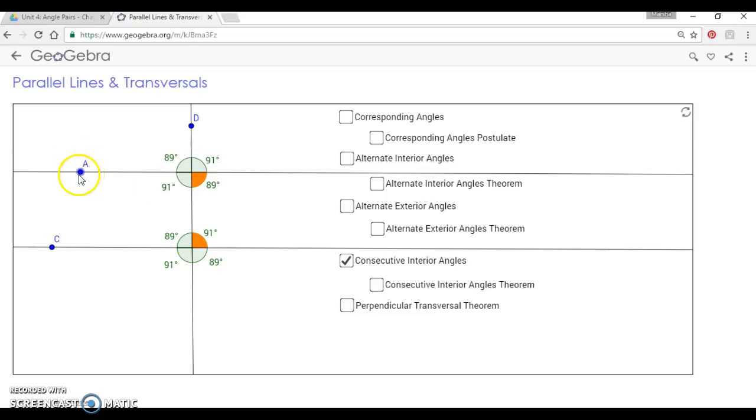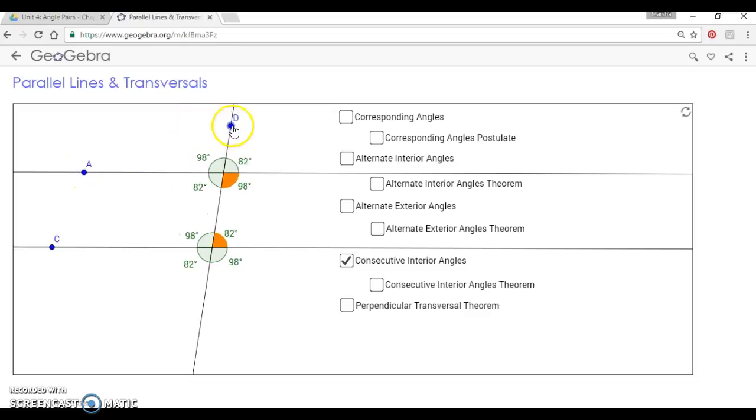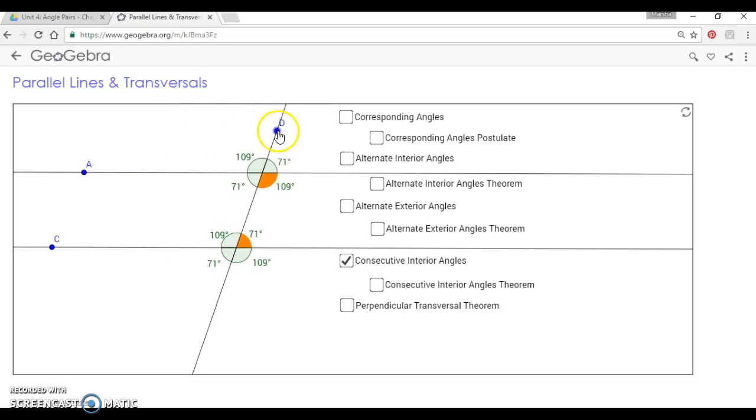So what type of relationship do we see that would work with 89 and 91? What if I move this to 70 and 110? You should be seeing that these two angles, their measures have a sum of 180 degrees.